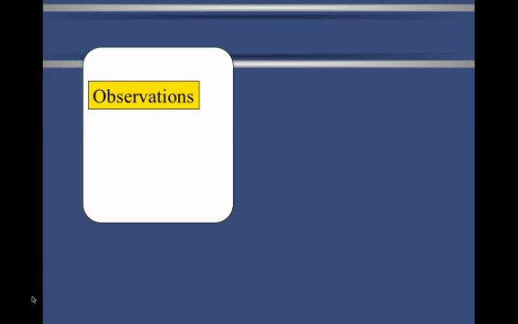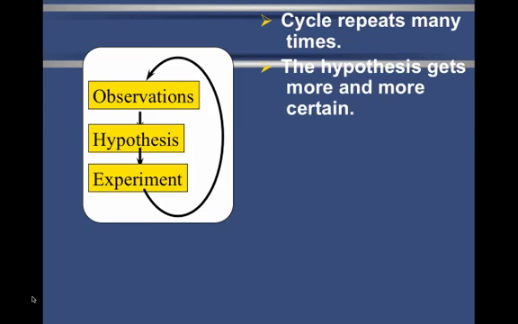A little graphic representation. The very first step in the scientific method is to make an observation about a problem. That leads to formulating a hypothesis about that problem. Then we experiment. Then that cycle repeats. Modify the hypothesis, make our observation, and that experiment just repeats and repeats and repeats. The hypothesis gets more and more certain every time you repeat.